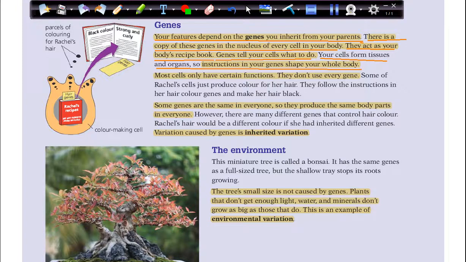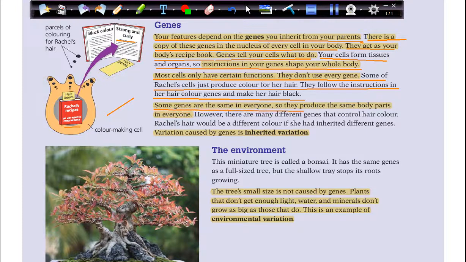So inside our cells we have these genes that control the shape of the body, the shape of the eye, the strength of the hair, the color of the hair, the eye color, the skin color, everything that we are made of. Most cells only have a certain function. They don't use every gene. So some of Rachel's cells just produce the color of her hair. They follow the instructions in her hair color genes and make her hair black. So she has genes that produce the hair color, and they tell these cells to produce the hair as black. Like here in this picture, these are the genes, Rachel's recipe of genes, that tell the cells to make her hair black, strong and curly.